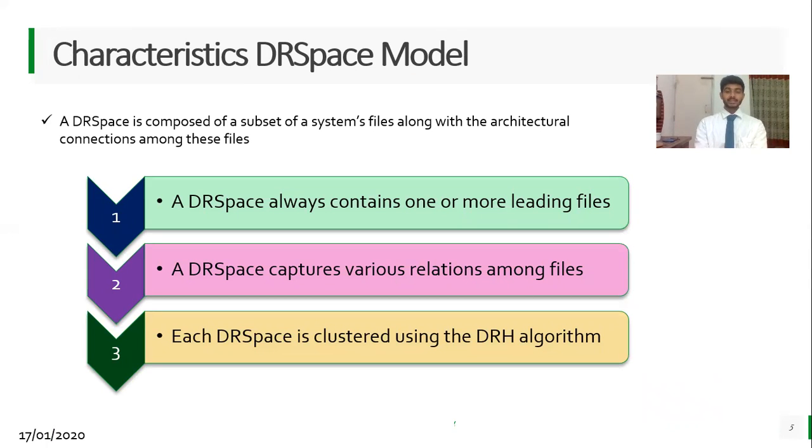Here are some characteristics of the DRS space model. The DRS space model is composed of a subset of a system's files along with the architectural connections among these files. There are three characteristics of the DRS space model. A DRS space always contains one or more leading files. A DRS space captures various relations among files. Each DRS space is clustered using the DRS algorithm.